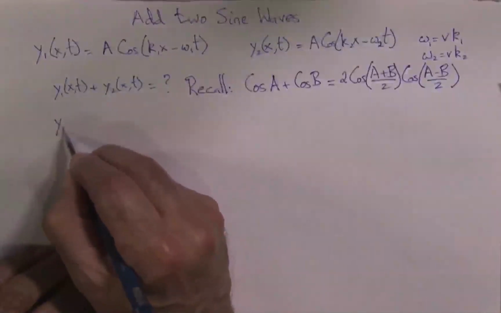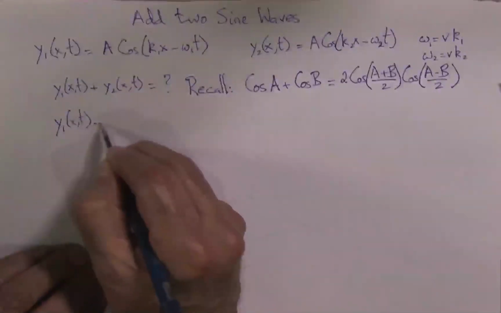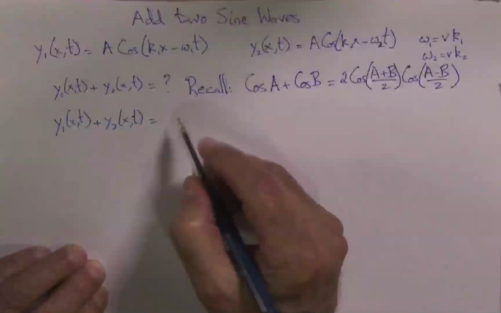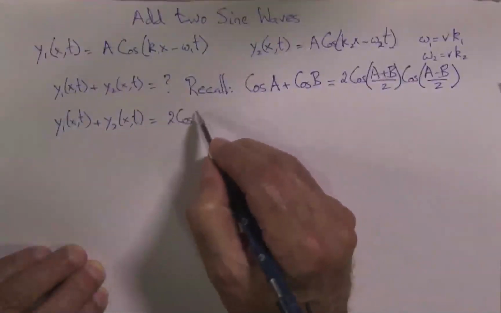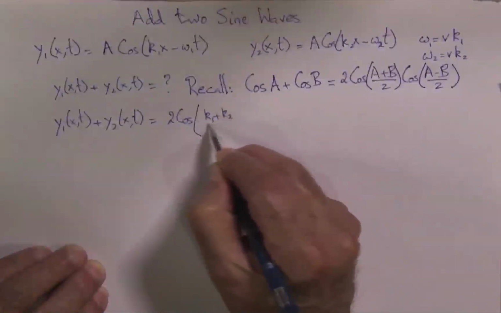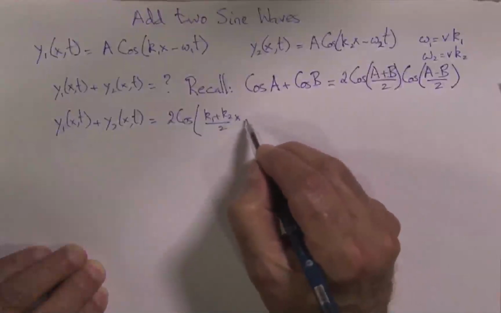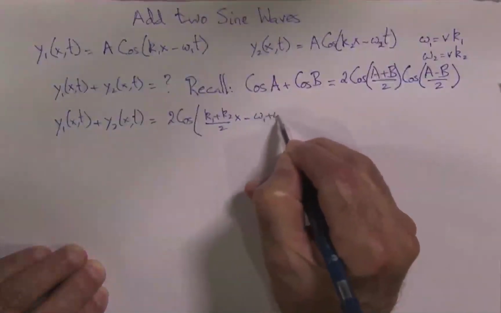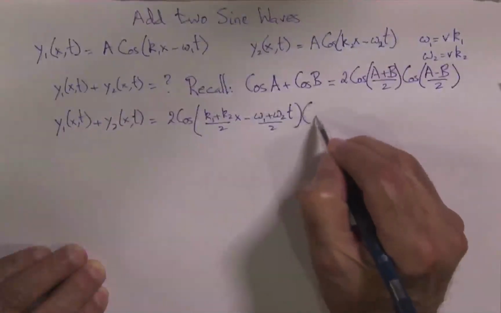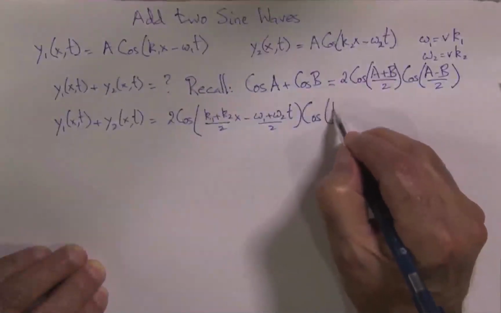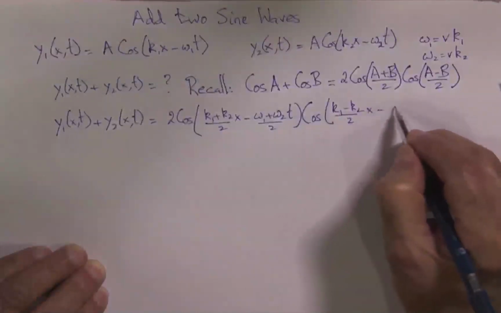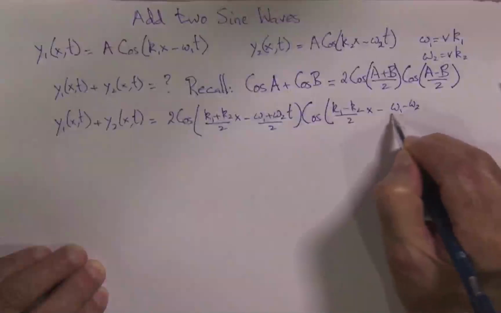Okay, so y1 of x,t plus y2 of x,t, that's just going to equal 2 cosine of, and here it will be (k1 plus k2)/2 x minus (omega 1 plus omega 2)/2 times t, and cosine of the difference now. So it will be (k1 minus k2)/2 x minus (omega 1 minus omega 2)/2 t.